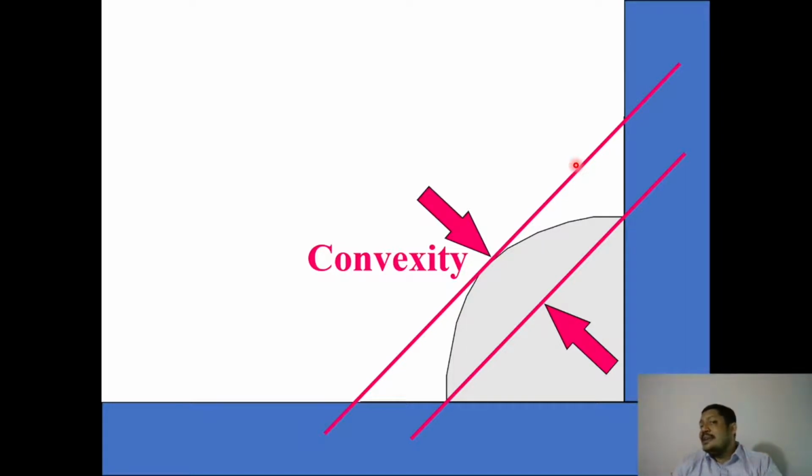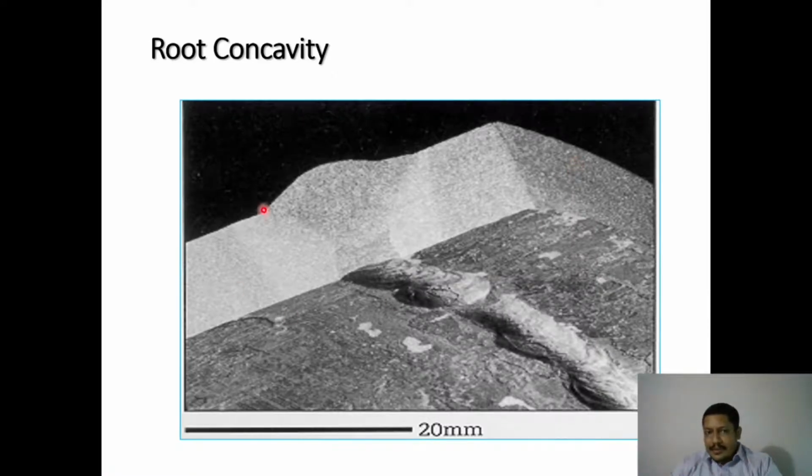Rather than showing convexity on the fillet weld, it may occur in groove welding also. You can see the excess concavity shown over here. The excess concavity in the case of a groove weld is shown here also. On both sides of the plate the weld has, so this is the top view of the weld and this is the cut sectional view, where you can see the cut section of the weld. The bead has gone to a wider angle, so that is called concavity.